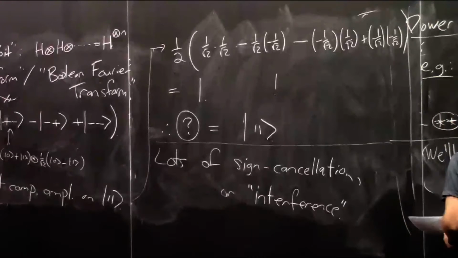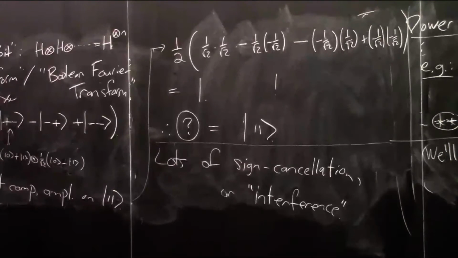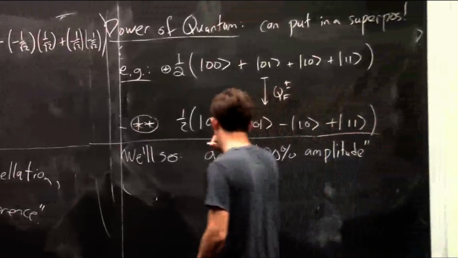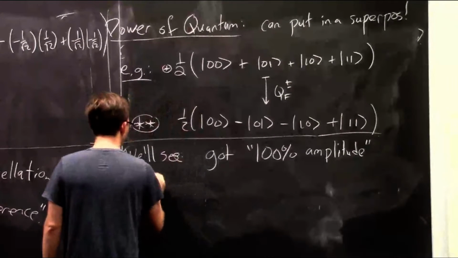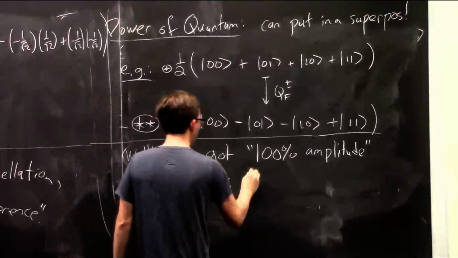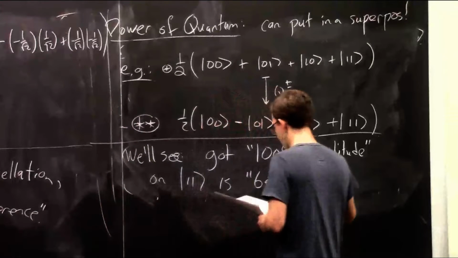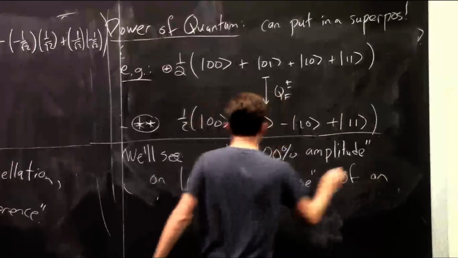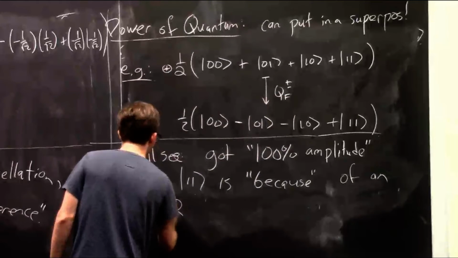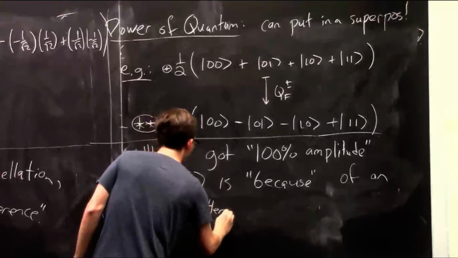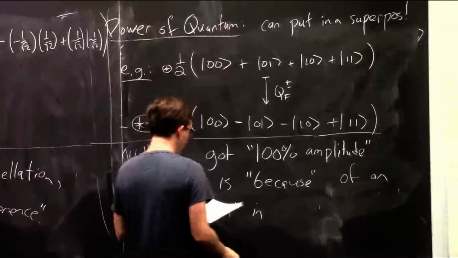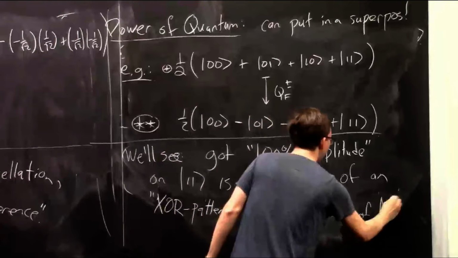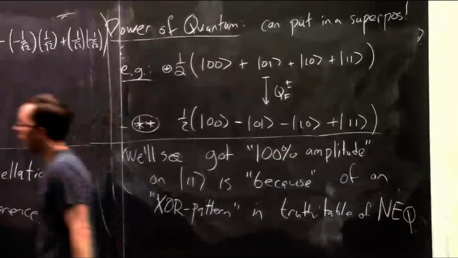the reason we got 100% amplitude, well, you shouldn't really call it amplitude, it's percentage, but you know what I mean, 100% amplitude on 1, 1, is because of a big XOR pattern, if you will, in the truth table of our function. And this should say not equals over here.